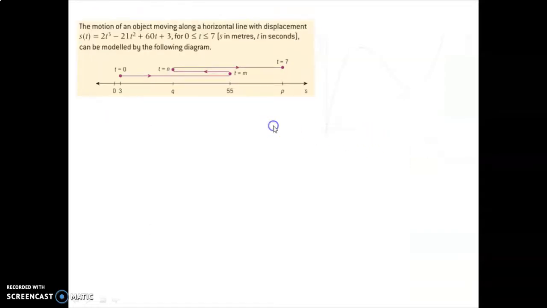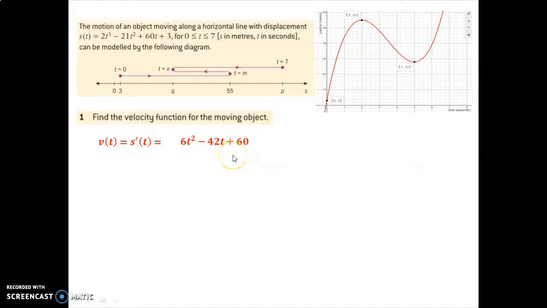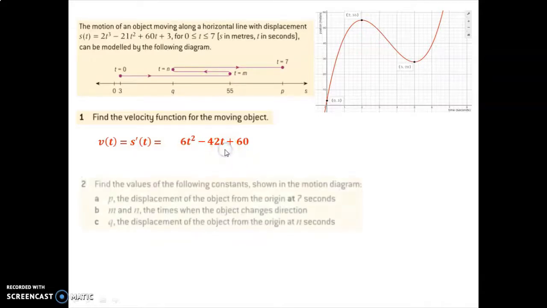So here's what we're going to solve first. Number 1, here's that motion diagram, and here's the graph again. Let's answer these questions. Number 1, find the velocity function for the moving object. What would be the velocity? So we know here's the position function, and you know the velocity is the derivative. So what is it? Well, velocity is the derivative of the position function, therefore this. So check your work. Hopefully you have the same one.